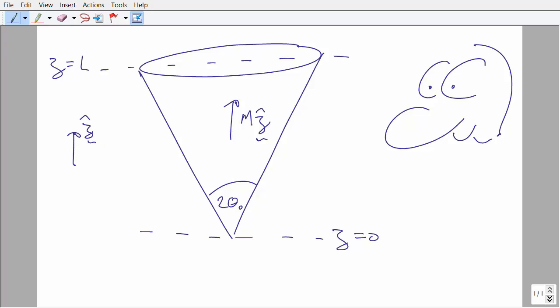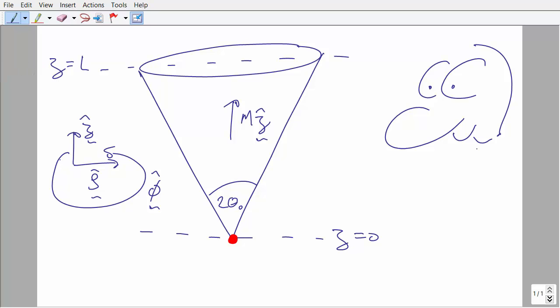We'll use cylindrical coordinates, so we'll have a rho hat vector, and our cylindrical angle coordinate will go around in this direction. The z-axis will be on the symmetry axis of the cone. And let's calculate the magnetic field right at this apex point right here.